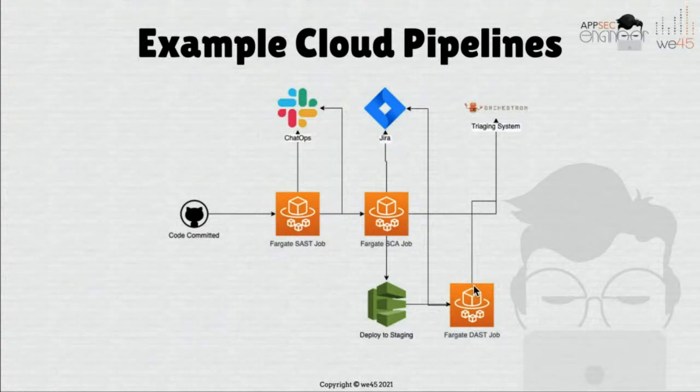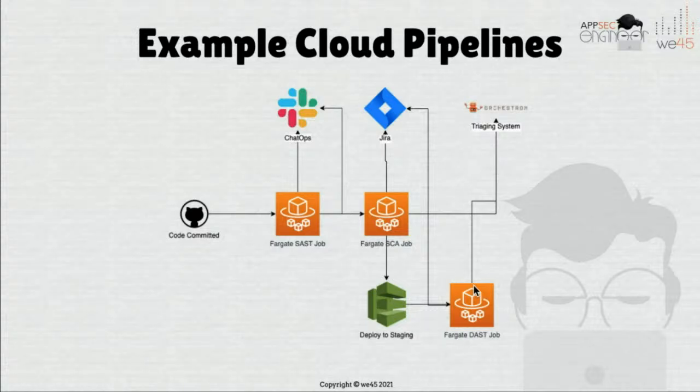As soon as the SAST job executes successfully, it's going to go ahead and notify the security team on something like Slack. The next one is once the SAST job is complete, it's going to run our source composition analysis. Once that SCA job is done, it's going to notify the security team again on Slack. And at the same time, it can also start raising issues on Jira.